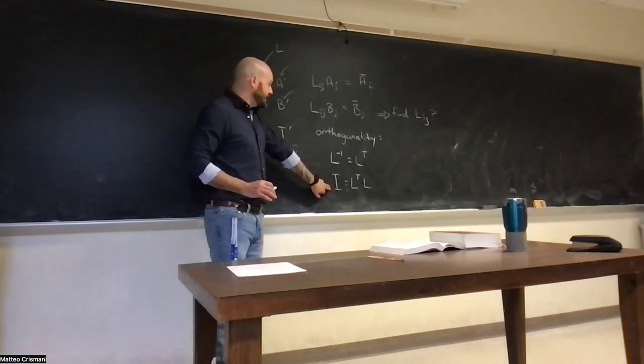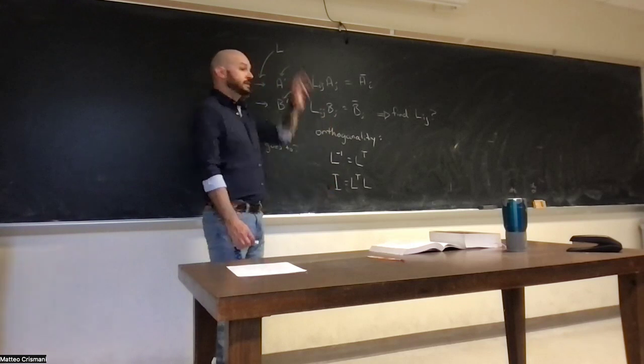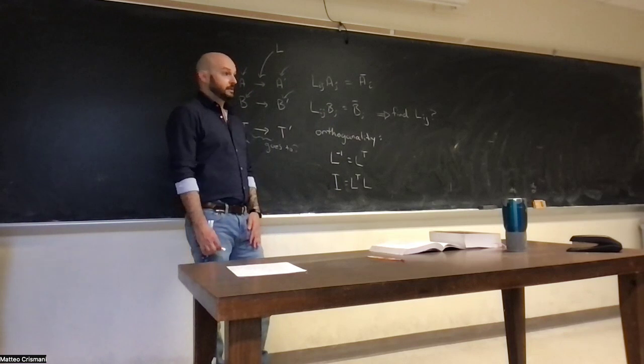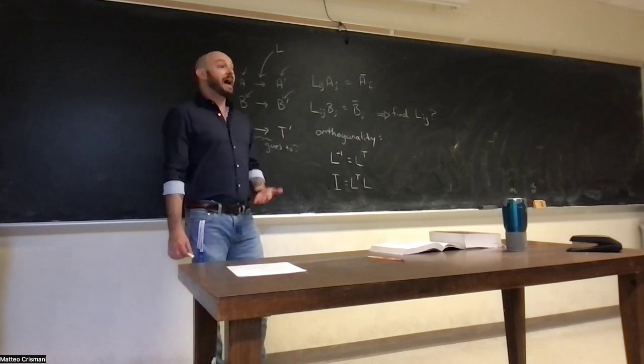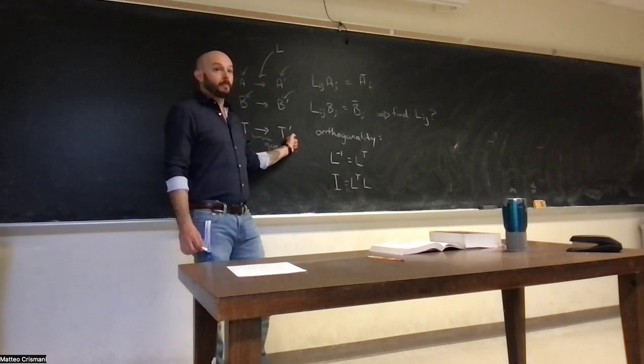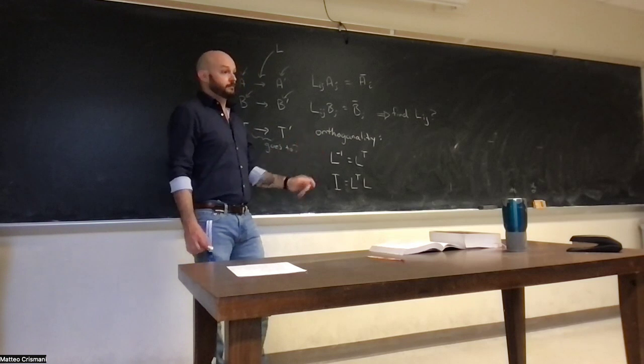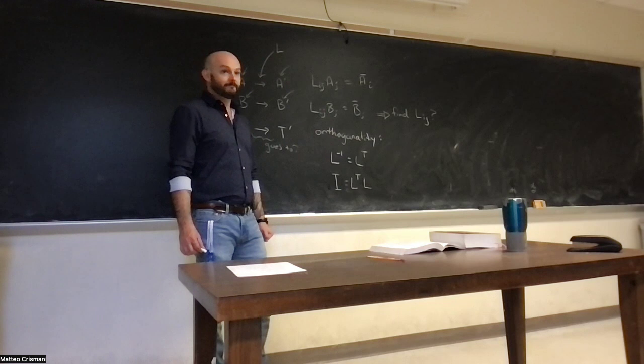Okay, so this is another equation, right? And this will give us all of the necessary constraints to find L. Does that make sense? Once you have L, you should be able to transform T to T prime. And if you don't find that T prime is diagonal, you did it wrong. Make sense?